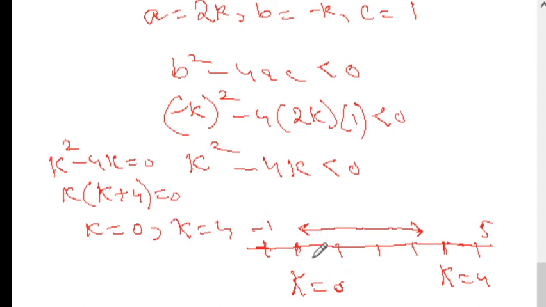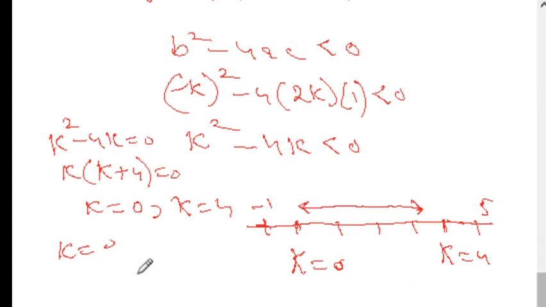What if I take 0? If I'm taking k equal to 0, let me check it. 0 square minus 4 into 0, the result should be less than 0, but is it? It's not less than 0. It's false. 0 is not less than 0. So this is not working.